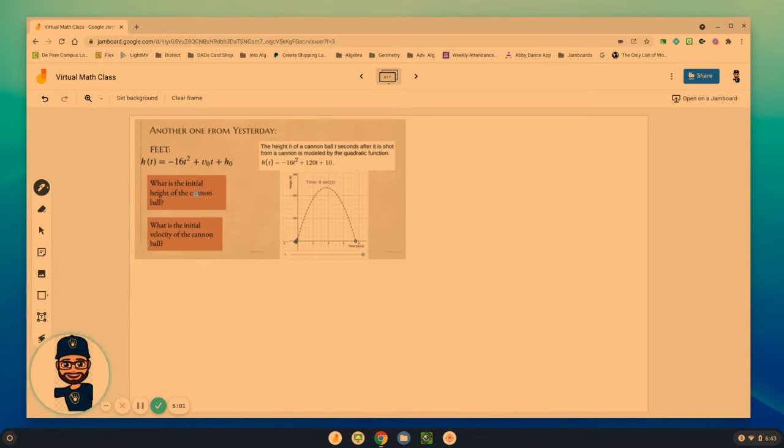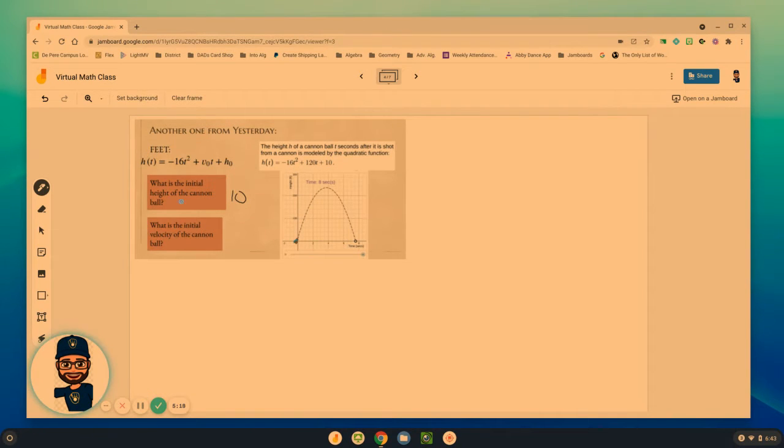Okay, so what is the initial height of the cannon? Where was it being shot from? Well, if I try and match up the equation for Newton's formula with here, the initial height was 10. That h sub 0 is the constant, has no variable.